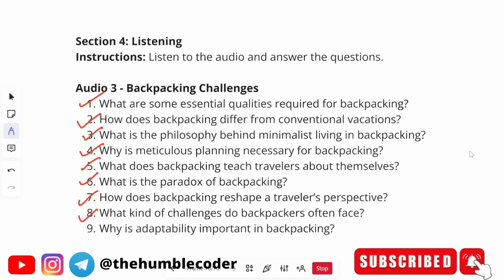Moving on to the next question, what kind of challenges do backpackers often face? The correct answer will be backpackers often face challenges like harsh weather, navigation issues, and limited resources. Moving on to the next question, or the last question that we have, why is adaptability important in backpacking? The correct answer will be adaptability is crucial because conditions and situations can change unexpectedly during the journey.